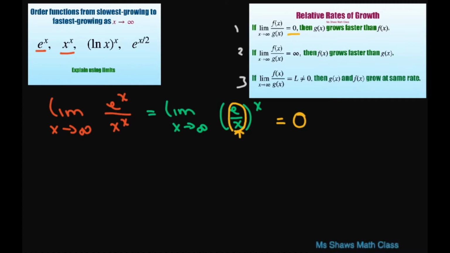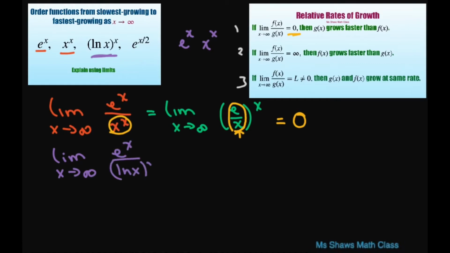Since it's 0, that means my denominator is growing faster, so e to the x grows slower than this. So basically, our order so far, we have e to the x grows slower than x to the power of x. All right, now let's go ahead and compare e to the x power to this next one. So as x approaches infinity, we'll compare e to the x to ln of x to the power of x.